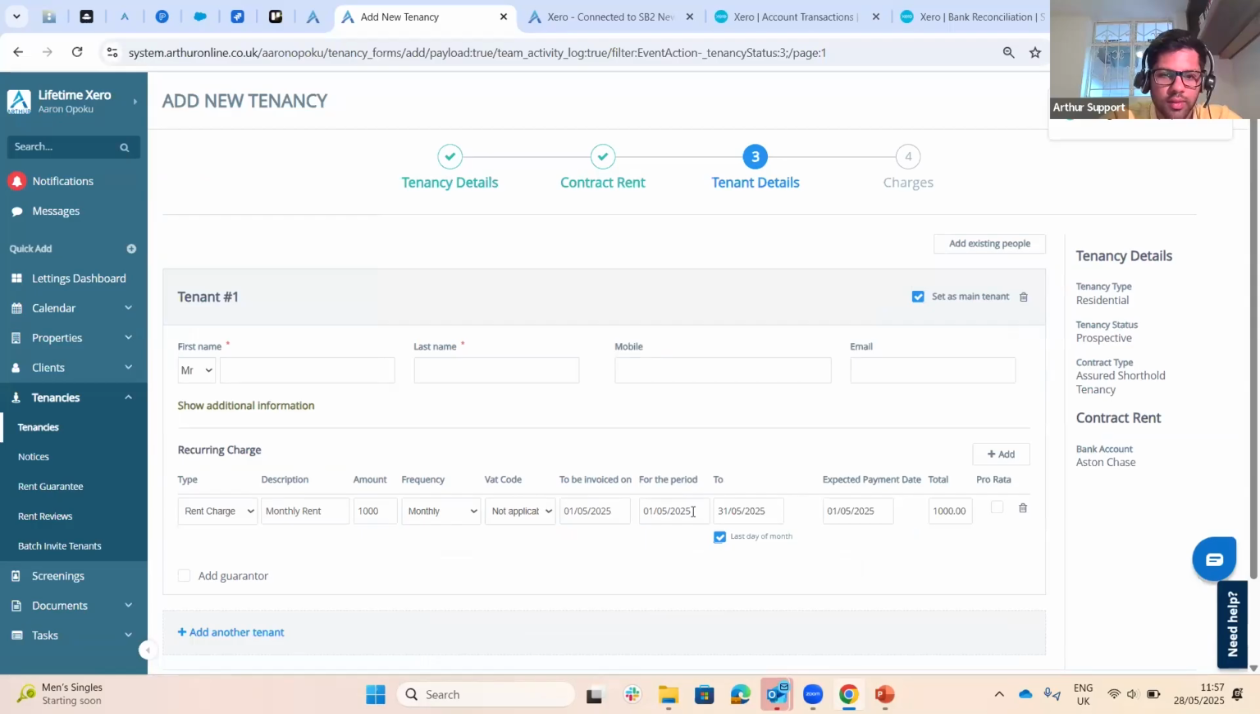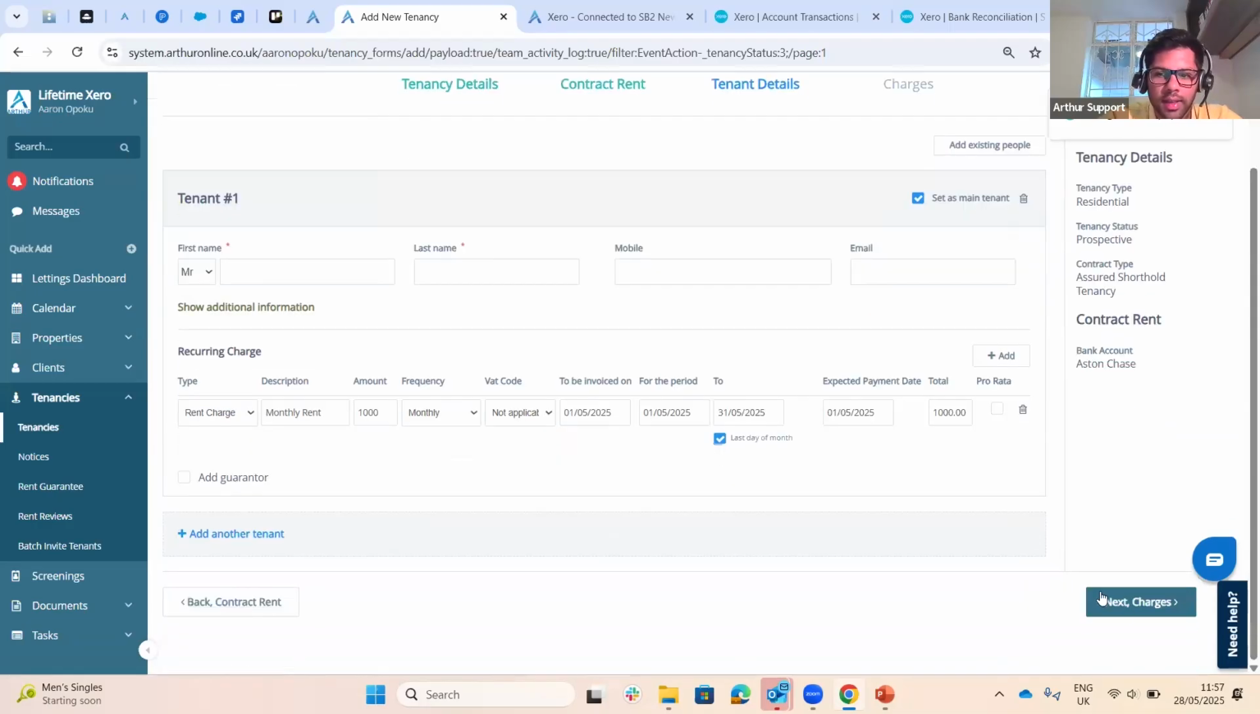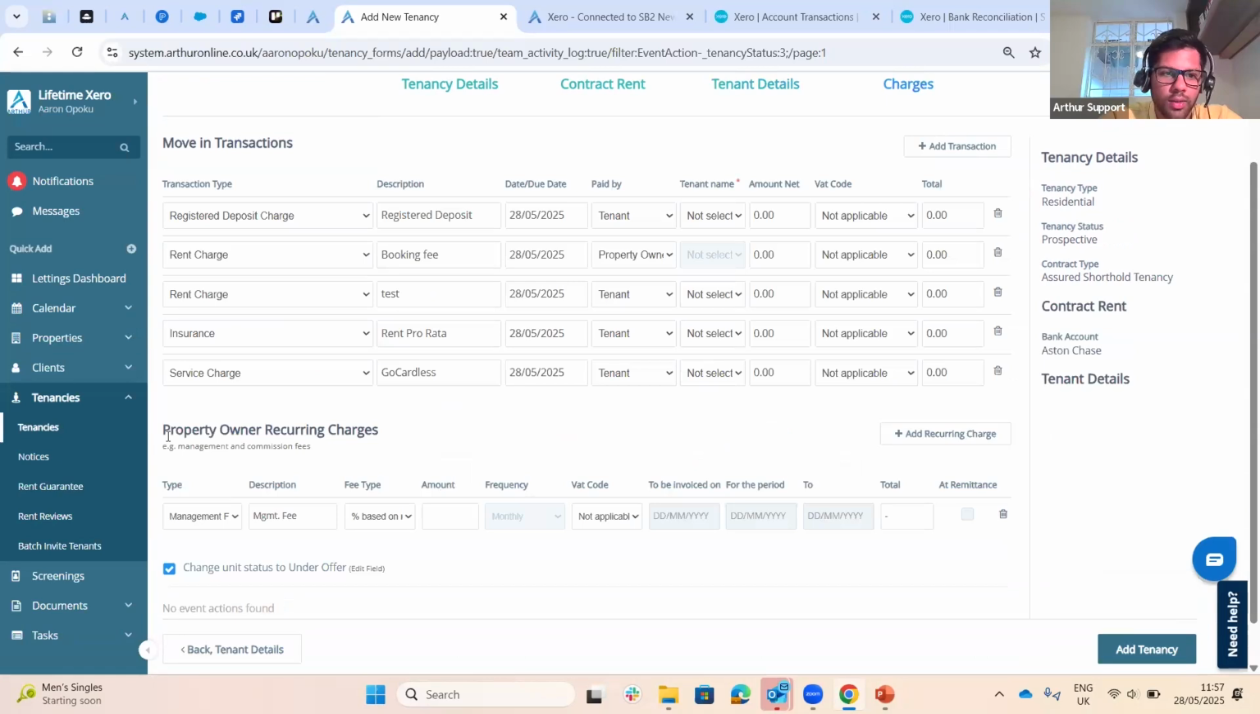So you're charging on the 1st of April, 1st of May for the month of May. And then in the next section here is where you would add any landlord recurring charges. So if you need to charge the landlord a management fee based on rent received or rent charged, this is where you would set it up.